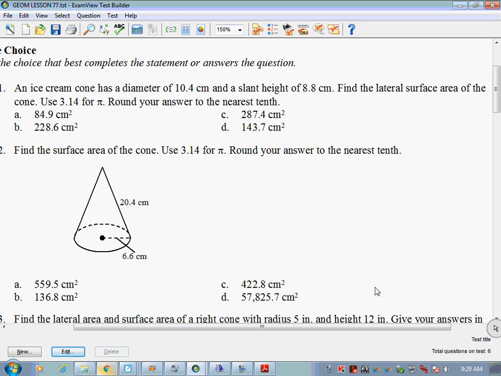Well, that should be a red flag for me, right? As soon as I see diameter, we're trying to use stuff. Do we ever use diameter in any of our formulas at this point? No. So we know right off the bat that's going to have to be converted to what? Radius. And how am I going to do that? Divide by 2. Very good. It's got a slant height of 8.8. We want to find the lateral surface area of the cone. Use 3.14 for pi. Can anybody tell me what my formula is for lateral surface area? Erica.